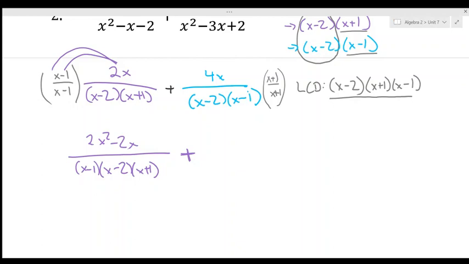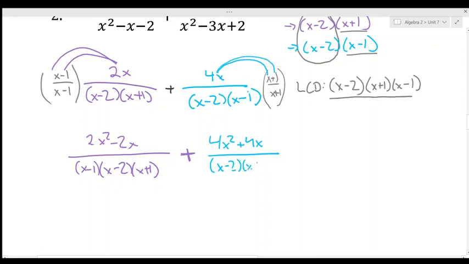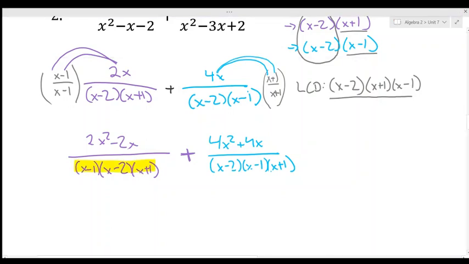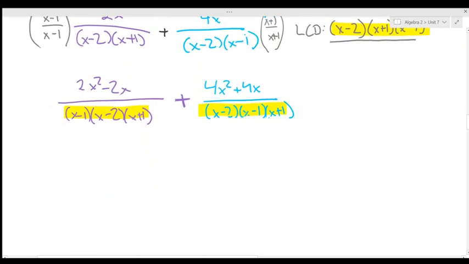Now we have our blue fraction. We're going to distribute that blue 4x to both terms on the top. So that becomes 4x squared plus 4x. And then we have our three factors on the bottom: x minus 2, x minus 1, x plus 1. Our denominators now have all three of the terms that match the LCD. That's our goal, to make sure we have all three of those. So now we add the tops together.